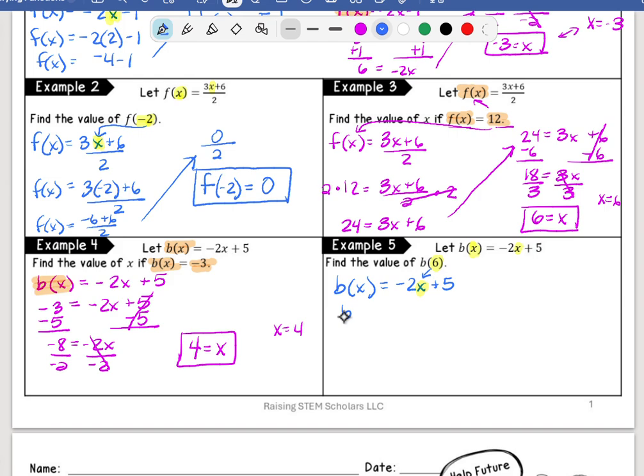Okay, so I get b of x equals negative 2 times 6 plus 5. Negative 2 times 6 is negative 12. Don't forget that negative. I left myself almost not enough room there. So negative 12 plus 5 is going to give me negative 7. So my b of x, it was really 6, right? That x was 6. b of 6 is negative 7. So we can draw a box around that, and we are done.